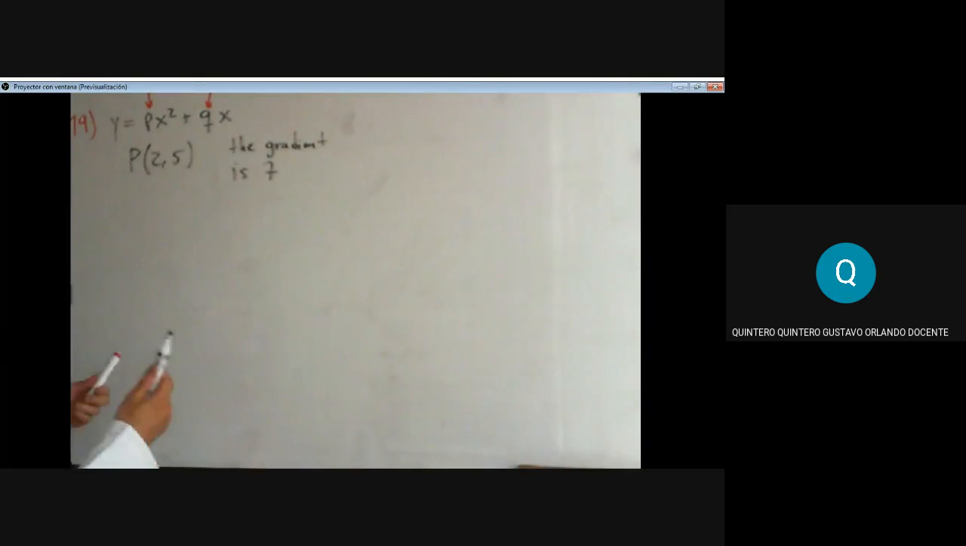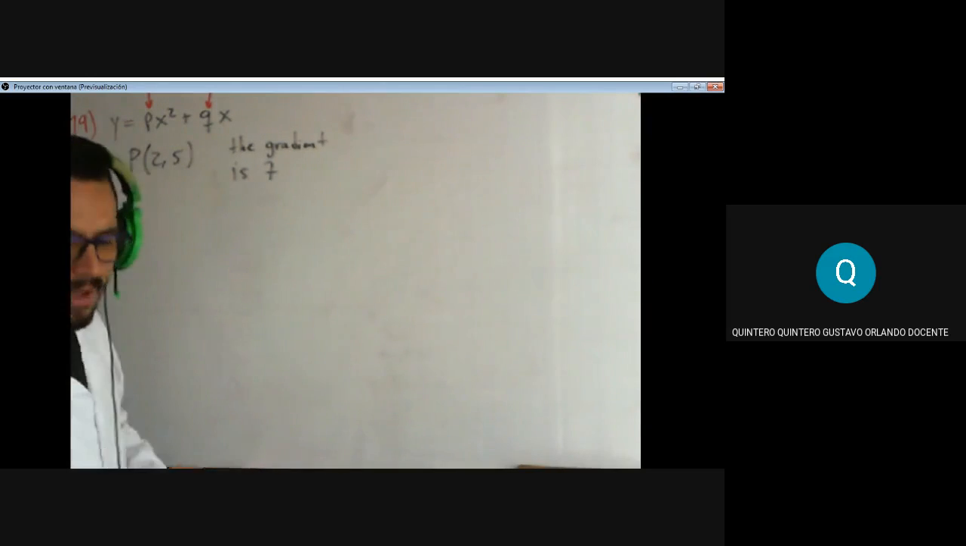Okay, so again, we have a function, but we don't know the values of P and Q. We don't know which ones are those. But we know that function at exactly the point (2, 5), at this point, the gradient will be 7. That is what we know.